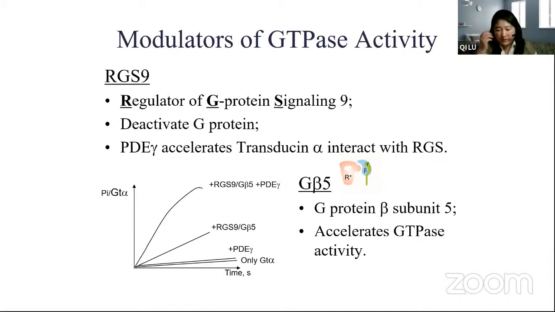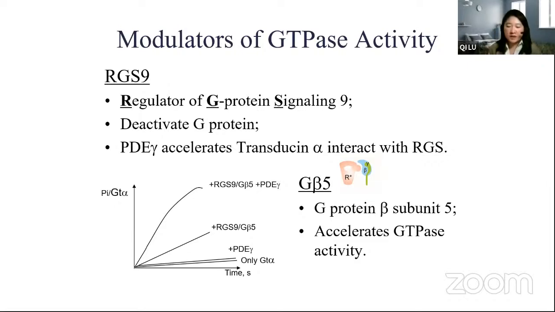And another part to hydrolyze the GTP, that's the G beta 5, sorry, G protein beta subunit 5, it can accelerate GTPase activity. So both RGS9 and the beta subunit can accelerate the GTPase function within the G protein.